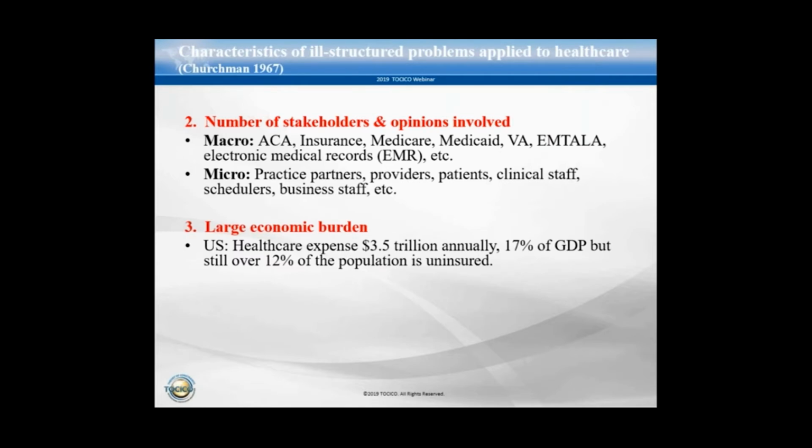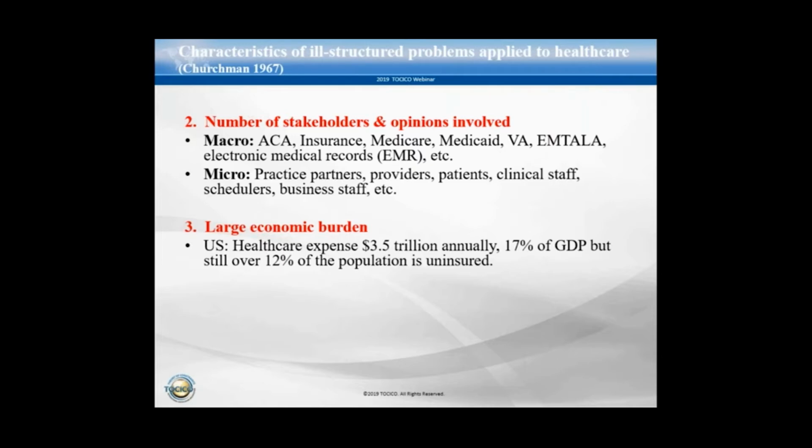Large economic burden. The U.S. is a prime example of that. Healthcare is now $3.5 trillion annually. That's 17, and I think it just hit 18% of the gross domestic product. But we still have over 12% of the population uninsured.